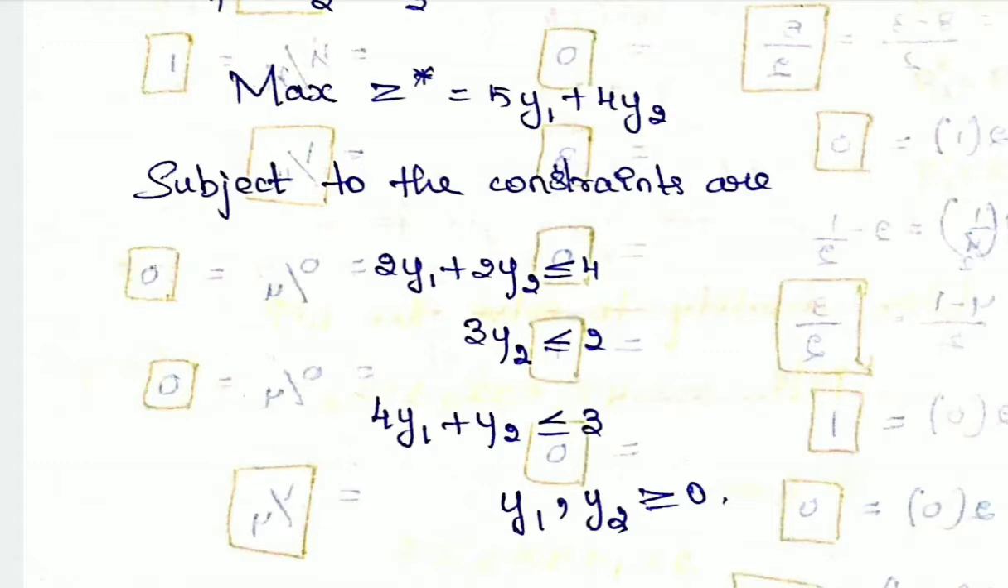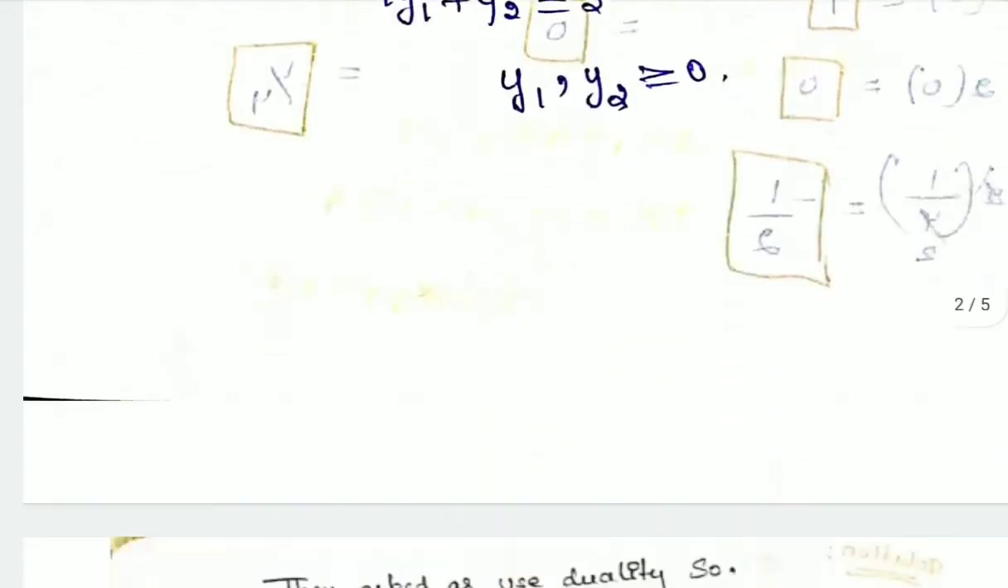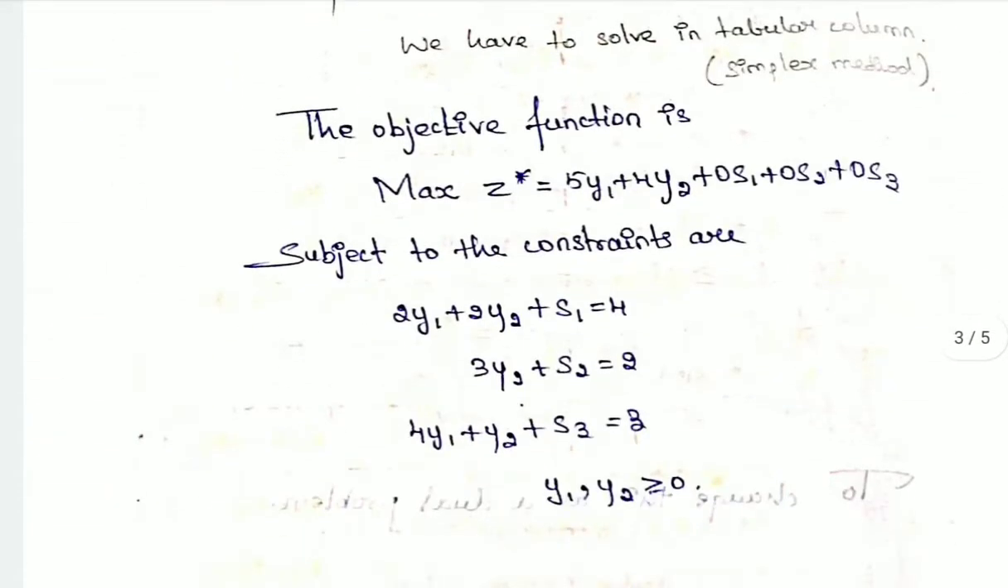So your problem is maximization of z star is equal to 5y1 plus 4y2 plus 0 into s1 plus 0 into s2 plus 0 into s3, subject to the constraints 2y1 plus 2y2 plus s1 is equal to 4, 3y2 plus s2 is equal to 2, 4y1 plus y2 plus s3 is equal to 3. Here y1, y2 are greater than or equal to 0, and s1, s2, s3 are slack variables. So this is the standard form of the LPP.